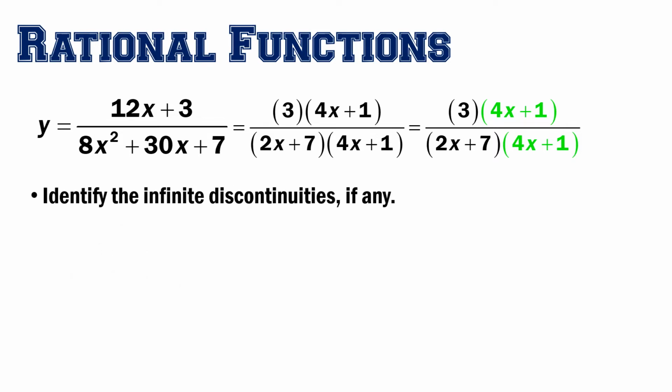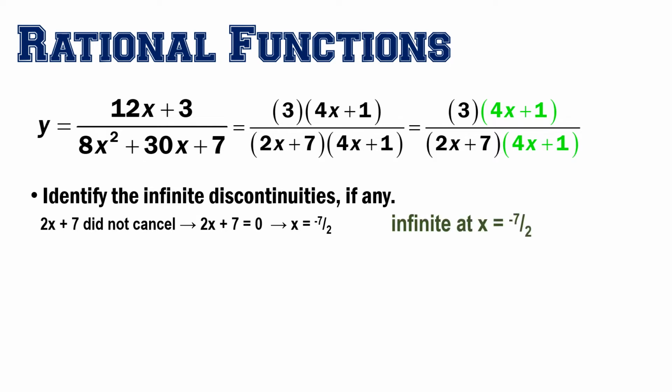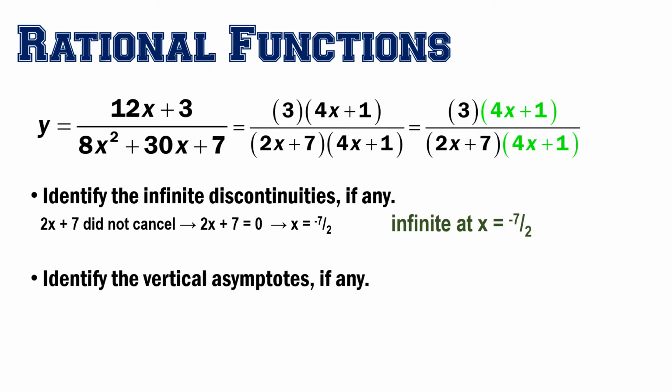Identifying infinite discontinuities requires us to find factors that did not cancel out. In this case, 2x plus 7 did not cancel, and therefore x equals negative 7 halves is where we will find an infinite discontinuity. Infinite discontinuities also tell us where vertical asymptotes are. And because we did find an infinite discontinuity at x equals negative 7 halves, the equation x equals negative 7 halves is a vertical asymptote.